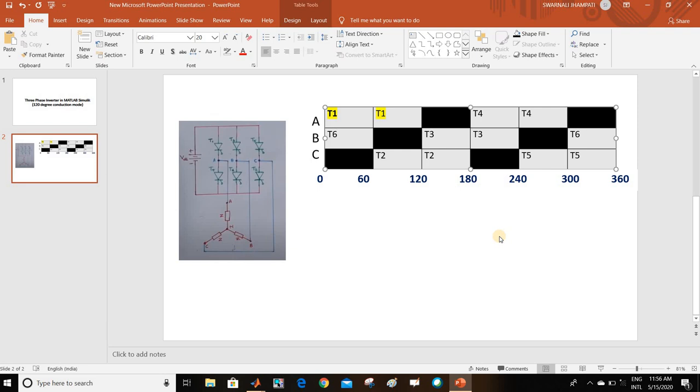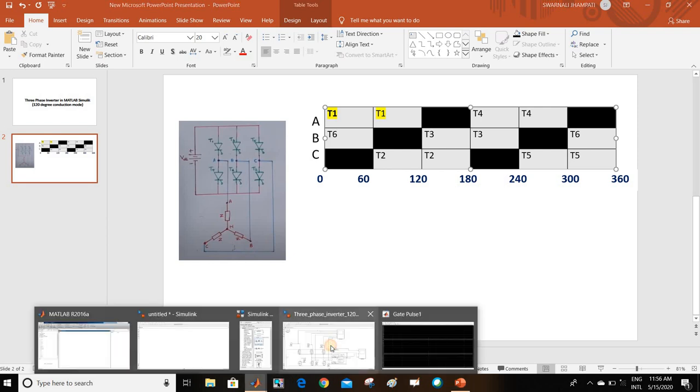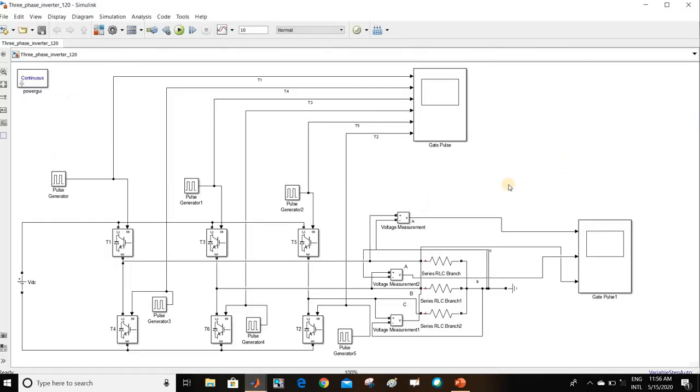Depending on this table we will be setting up the firing angle for all the switches in the three-phase inverter. So we will move to MATLAB. I have already made the circuit diagram. How to prepare the three-phase inverter circuit, we have already discussed in our previous lab.